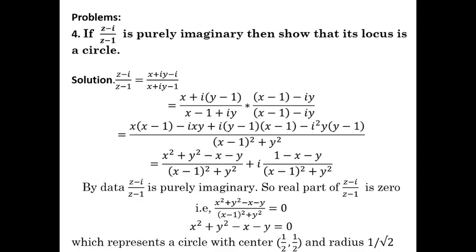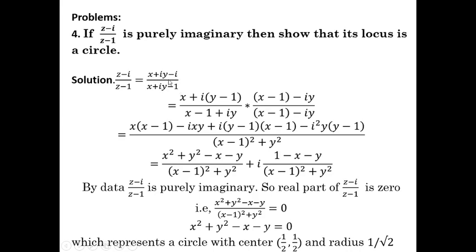Problem number 4. If z minus i divided by z minus 1 is purely imaginary, then show that its locus is a circle. Consider the given data z minus i divided by z minus 1. Substitute z value, x plus iy minus i divided by x plus iy minus 1.